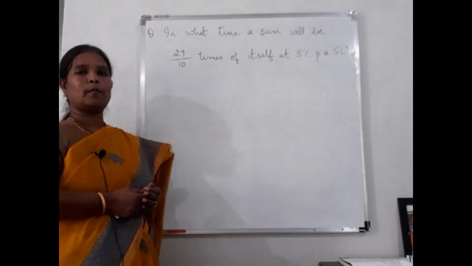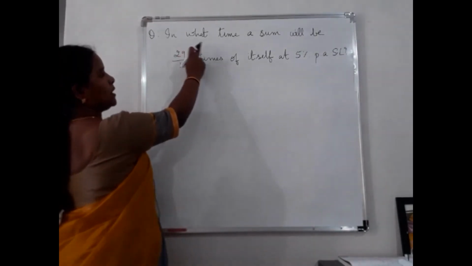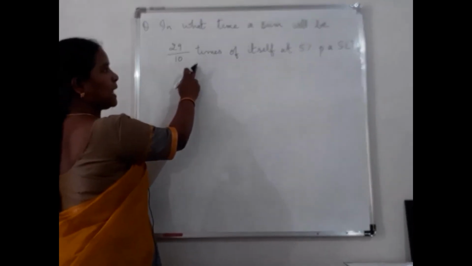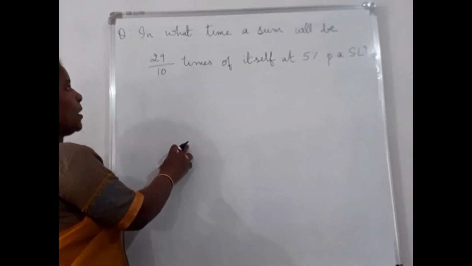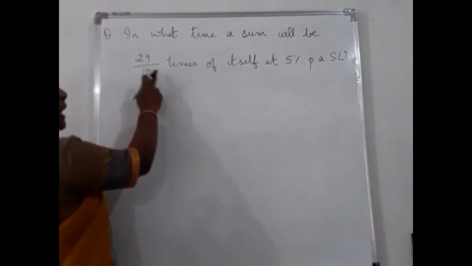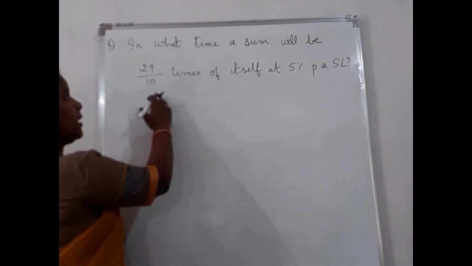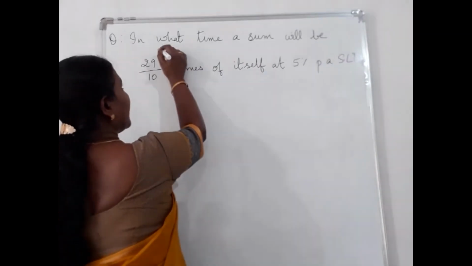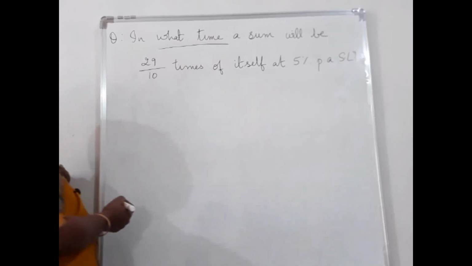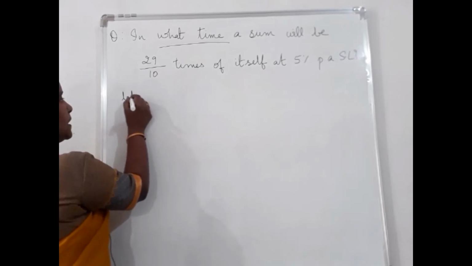Let us do one more problem on finding out time. See the problem: in what time will a sum become 29 by 10 times of itself at 5% per annum simple interest? In this problem, we don't even know the principal amount, but it is becoming 29 by 10 times at 5% per annum, and we are asked to find in what time.